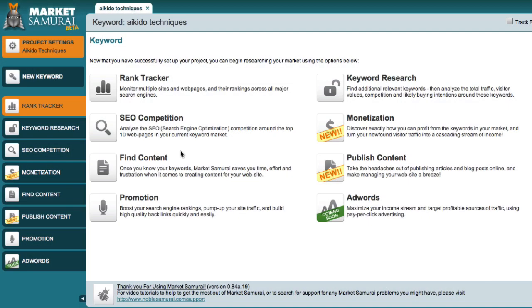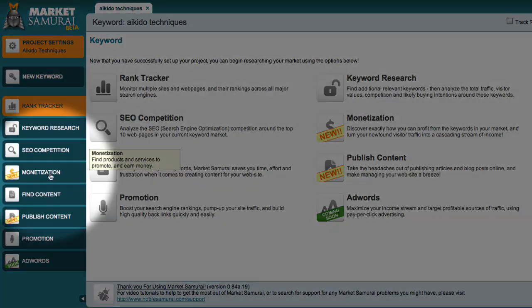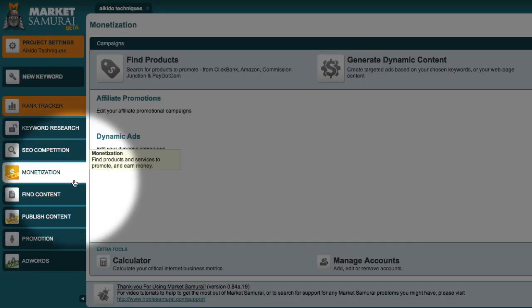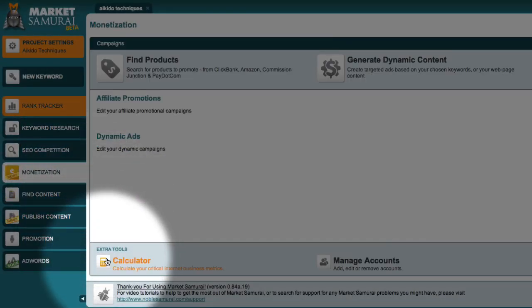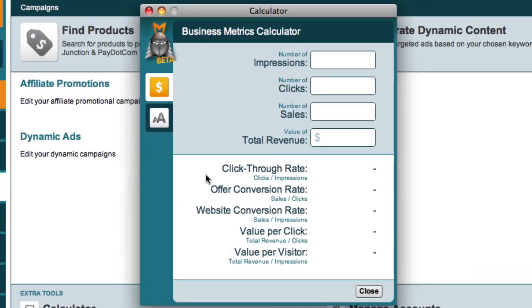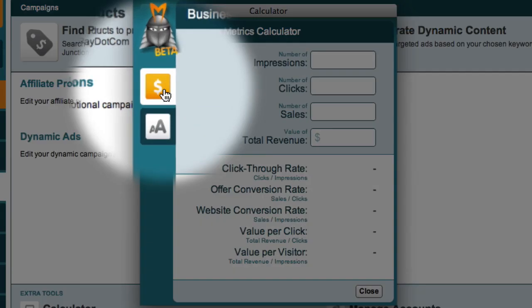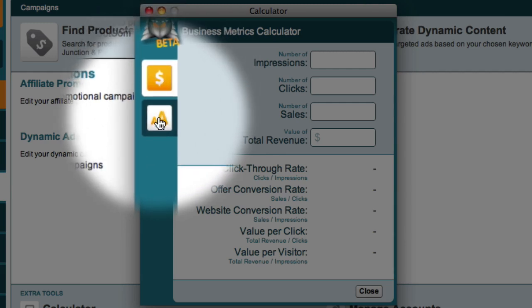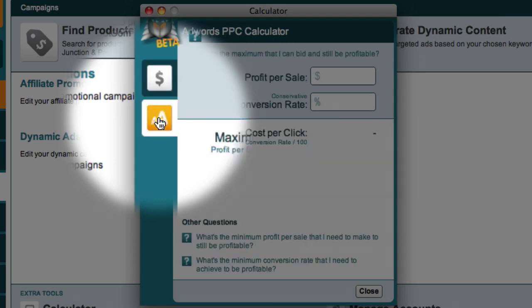To access the Adwords Calculator within Market Samurai, all I have to do is go across to the Monetization module and then come down here and click on the Calculator icon. On the side of the Calculator window, there are currently two tabs. The first tab allows you to access the Business Metrics Calculator, and the second tab gives you access to the Adwords Calculator, which is the focus of this video.